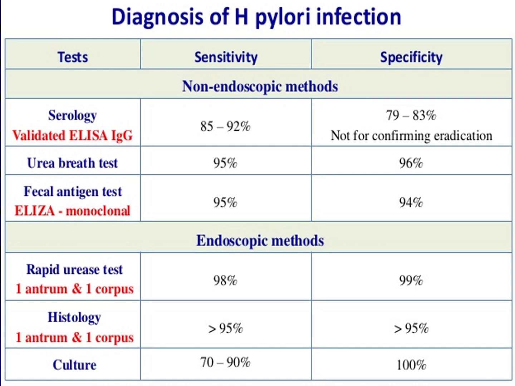This table summarizes the accuracy of testing for Helicobacter pylori infection. If you look at non-endoscopic methods or non-invasive methods, serology is the least accurate. UBT, urea breath testing that is, and fecal antigen testing are quite accurate. Endoscopic methods are more accurate, but they are invasive because they involve an endoscopic procedure, be it by doing a rapid urease test or histology or culture.